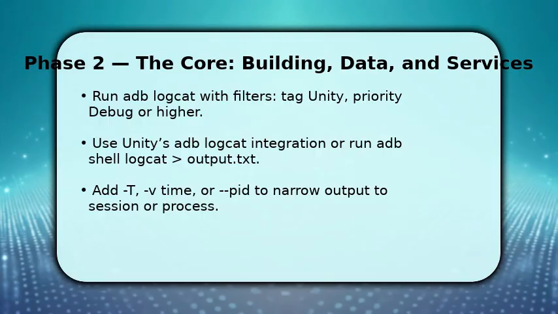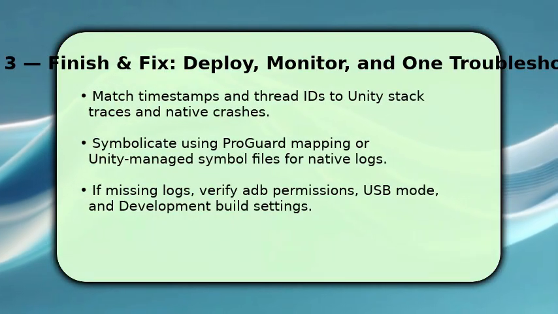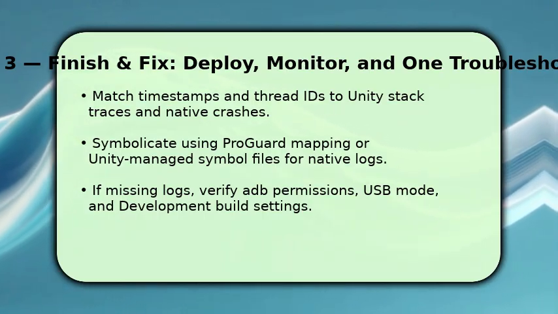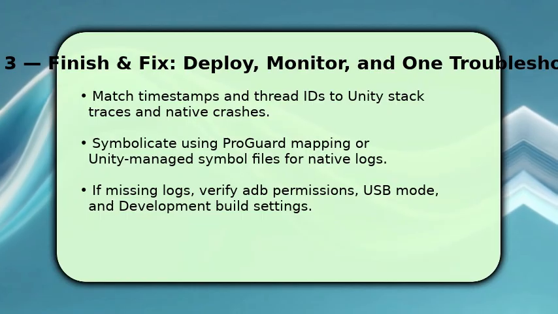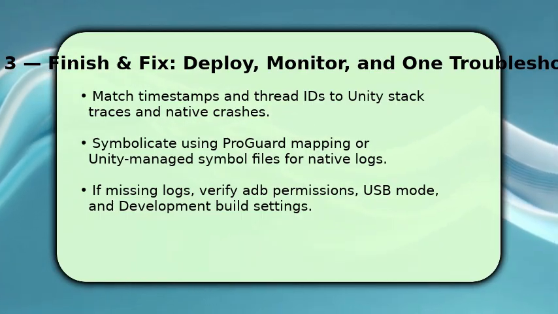You'll match timestamps and thread ID to Unity C# stack traces, then trace calls back to your scripts or plugins. This explains why crashes or freezes occur. For native crashes, symbolicate with your symbol files or ProGuard mapping so addresses become readable.